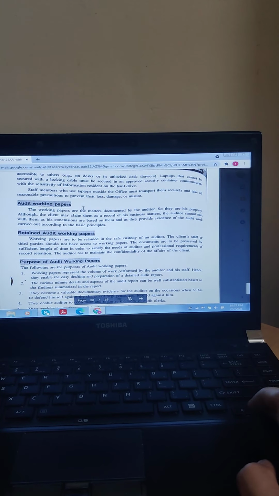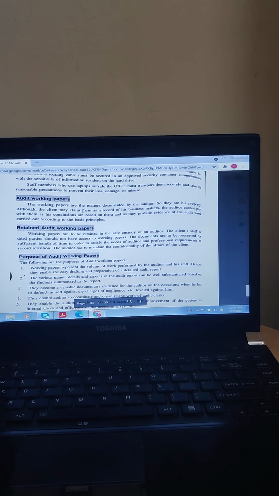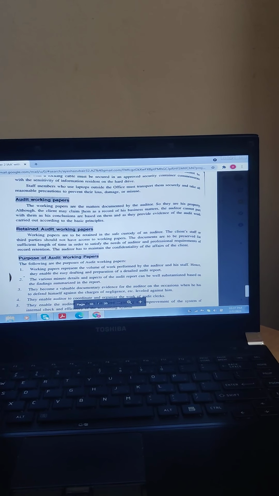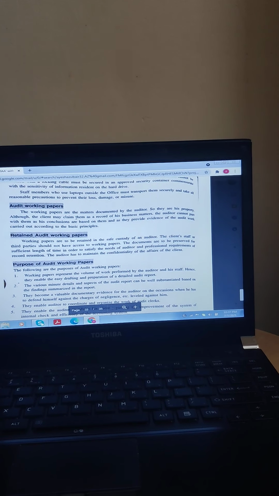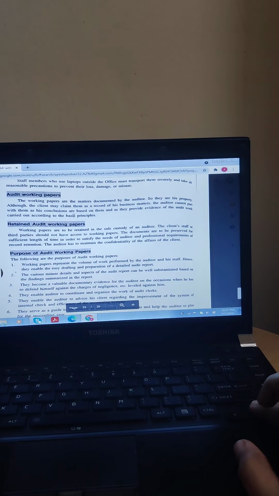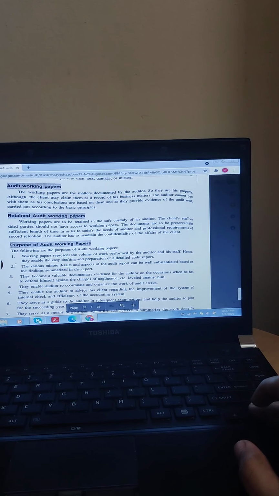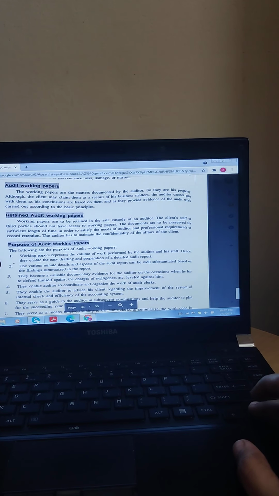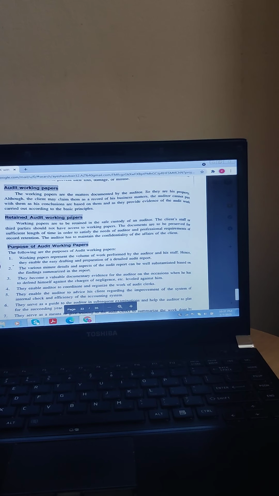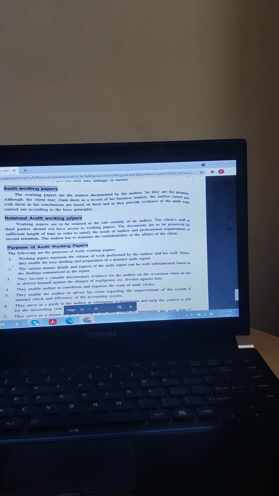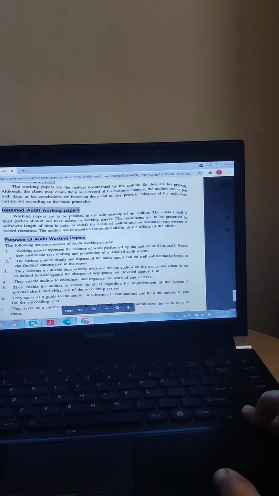Then audit working papers are the papers in which everything regarding the auditing is documented and handed over to the higher authority, to whomever the auditor has to hand over the audit report. Retained audit working papers are those to be retained in the safe custody of the auditor. He will not give access to third parties. He will only give access to the concerned authority.